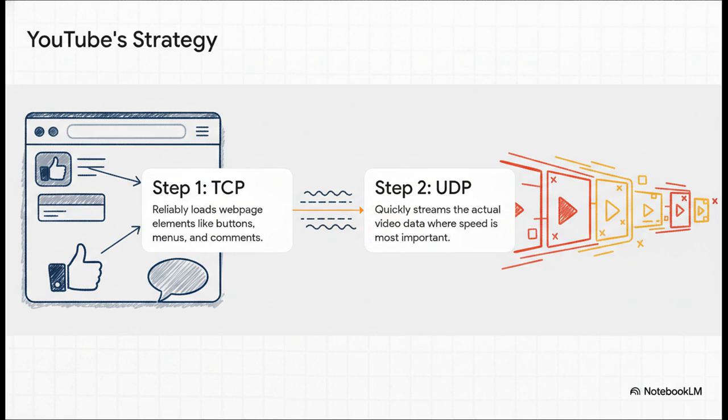The web page itself, the like button, the comments, the video title, all of that has to load perfectly. A broken subscribe button is useless, right? So all of that is sent using reliable TCP. But the video itself? For a live stream, it's way better to miss one single tiny frame and keep the video playing than to pause the whole thing just to wait for a frame that's already in the past. And that's where speedy UDP is perfect.